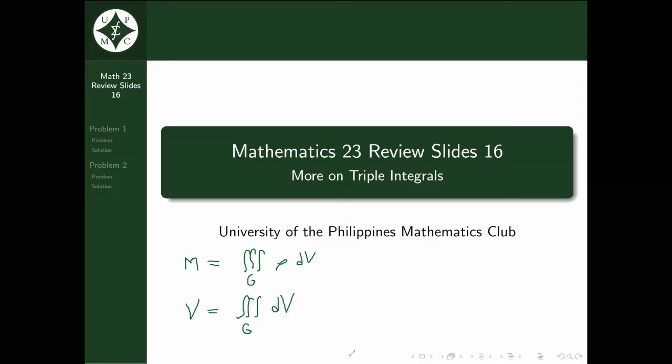So just as a reminder, we're doing dV is equal to dx dy dz. The order is of course determined by how you integrate, but the general concept is that we're using Cartesian coordinates. Of course, you can do triple integrals in other coordinate systems, but we'll discuss those later. So if that's all, let's get into the problems.